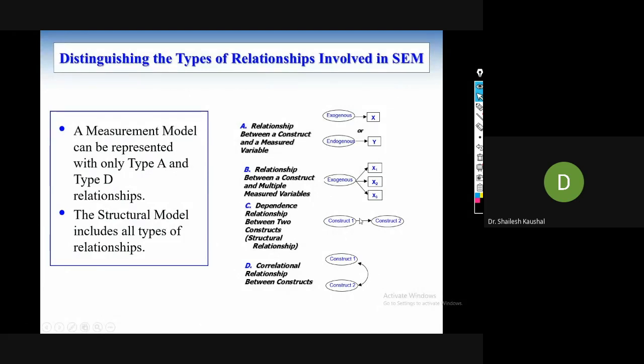And this is a dependence relationship, when construct 1 goes to construct 2. Dependence relationship means a single headed arrow between the two constructs. When we find two variables or constructs with a single headed arrow, it's a dependence relationship. And the correlation relationship means a double headed arrow from one construct to another.